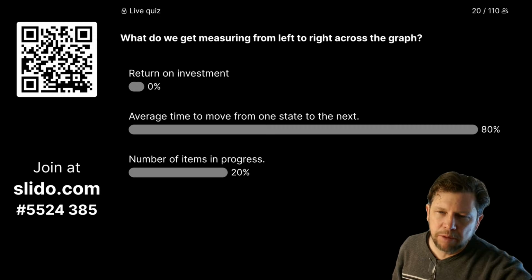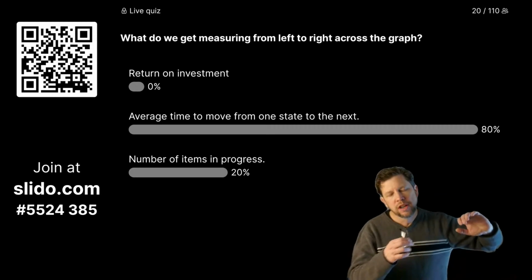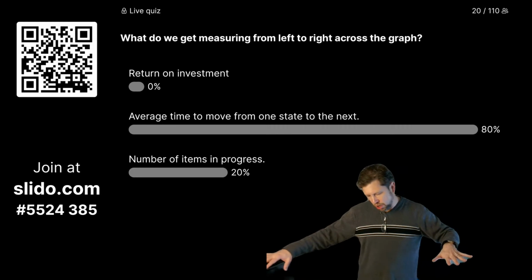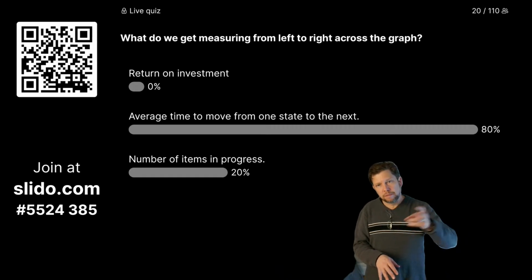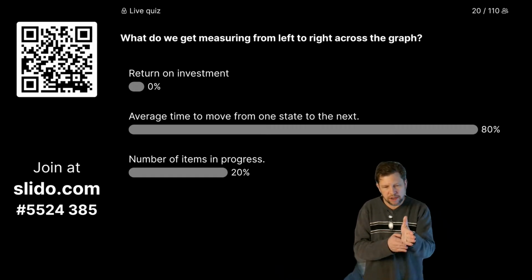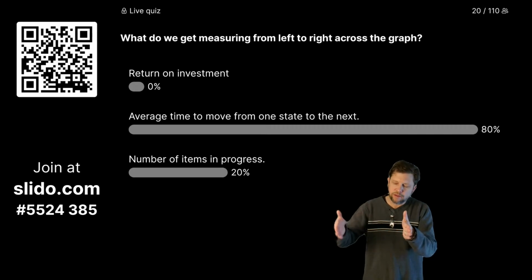And yes, average time to move from one state to the next. Because remember, across the bottom is our dates. And so when something comes in, it will come in on one date. And then when we move away from that, we move out.